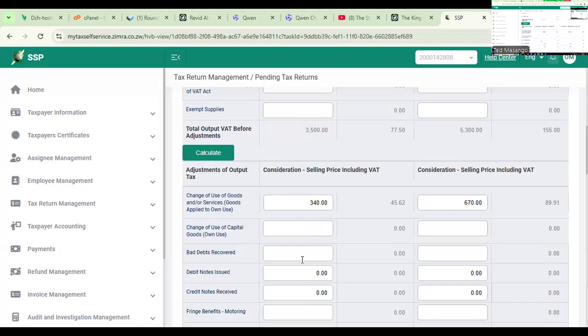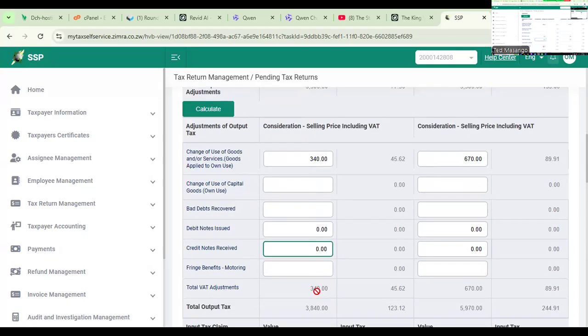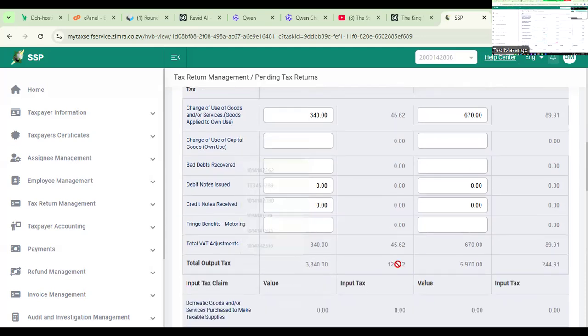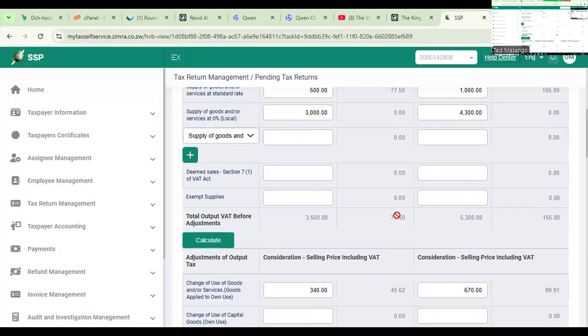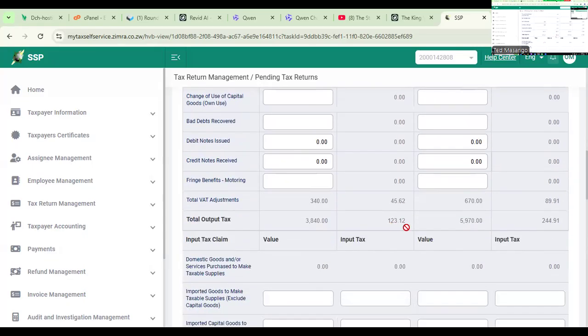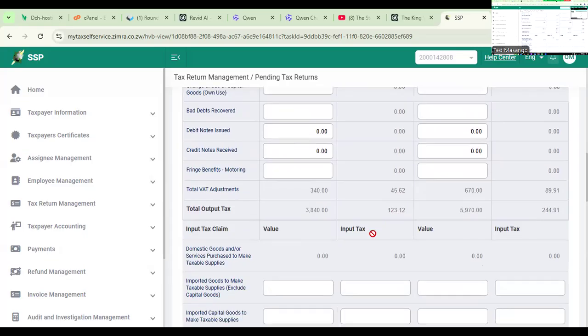So all these things, like your bad debts, if you recover them, if you issued debit notes, if you received credit notes, these are like income. Not necessarily income in the sense of financial accounting, but income in the sense of VAT computations. You're putting up all those. They will add to your output tax, which means my output tax, as you can see there, is now adjusted from the 77 by these items to bring it to 123 for USD and 244 for Zim.